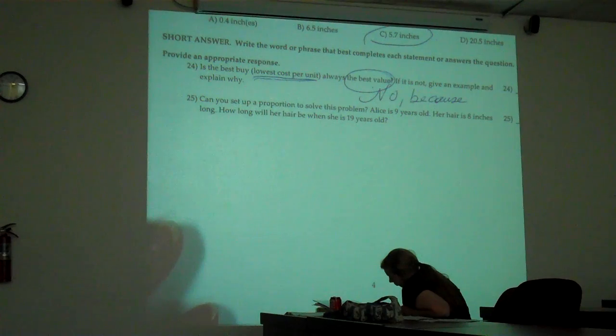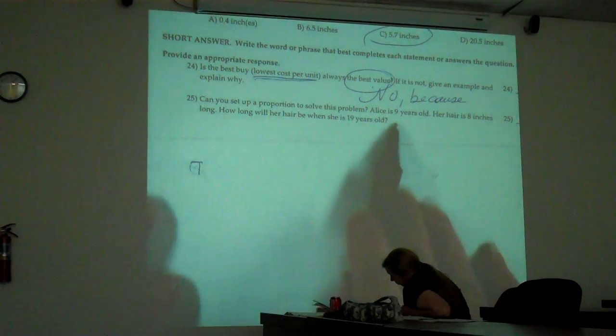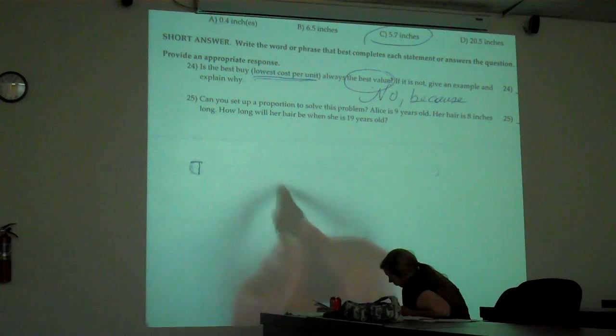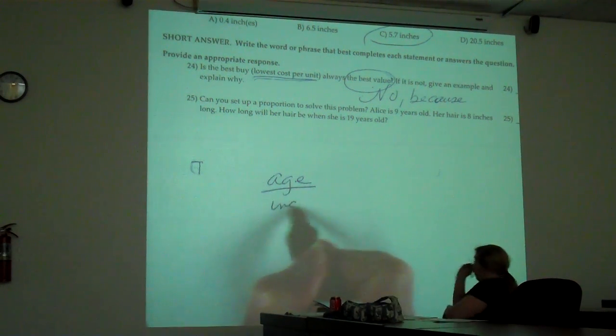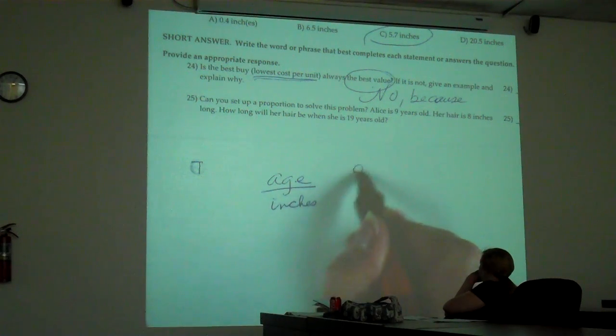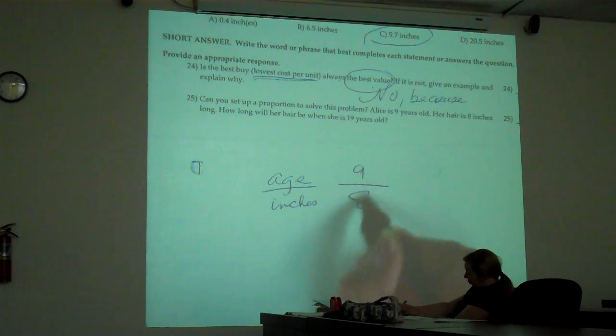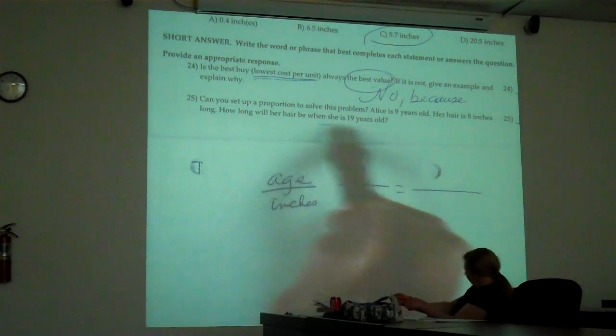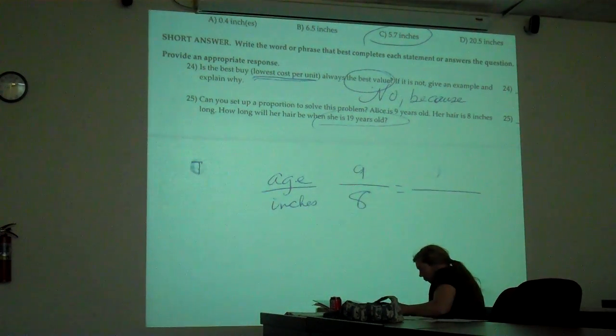How about 25? Can we set up a proportion to solve this? Alice is 9 years old. Her hair is 8 inches. So if we said her age and her hair in inches. She's 9 years old. Her hair is 8 inches. So how long will her hair be when she's 19 years old?